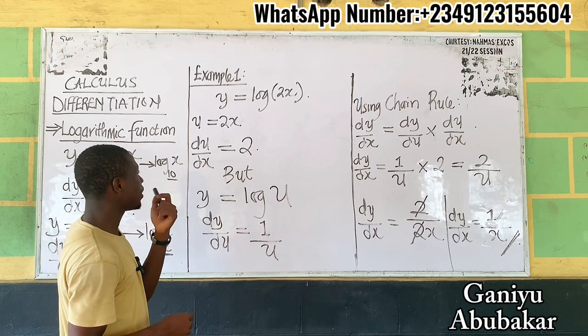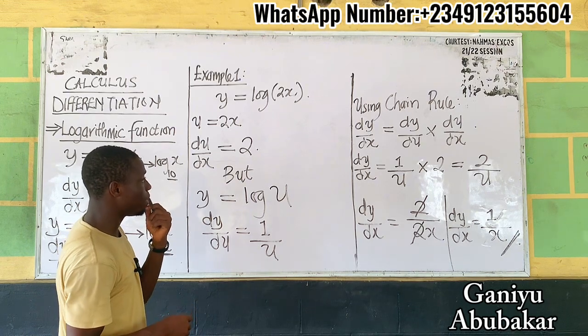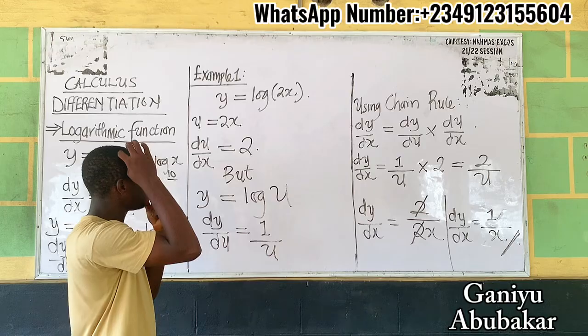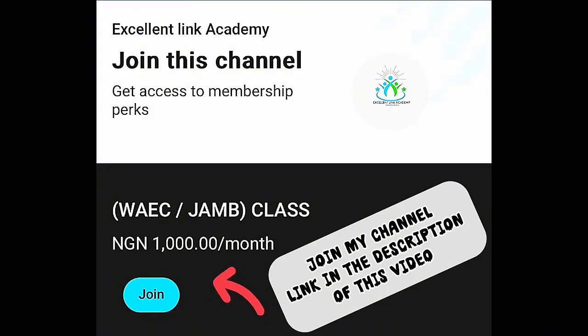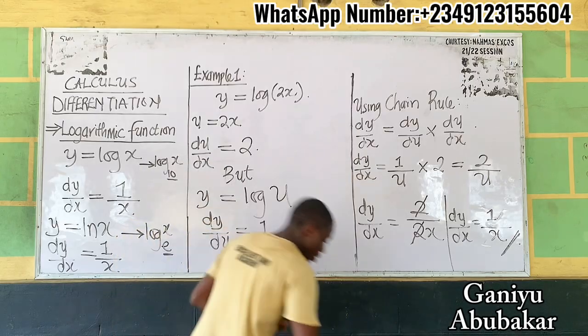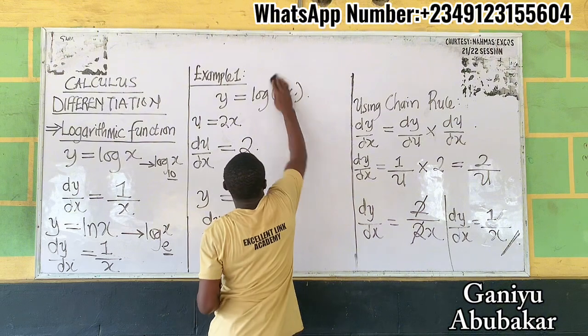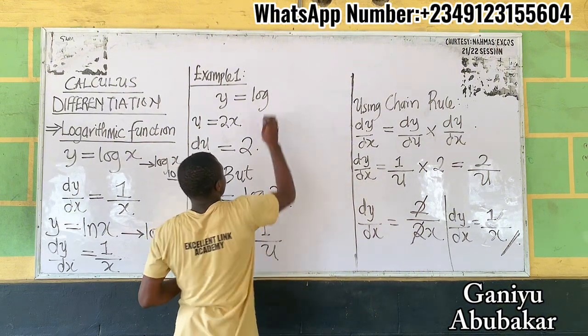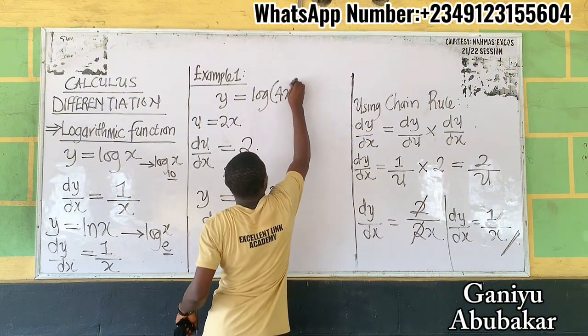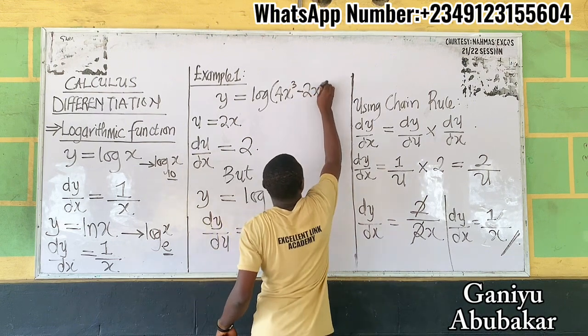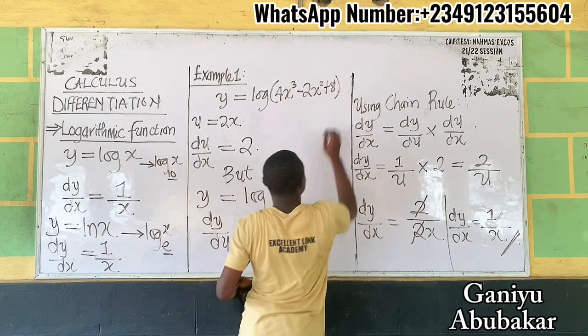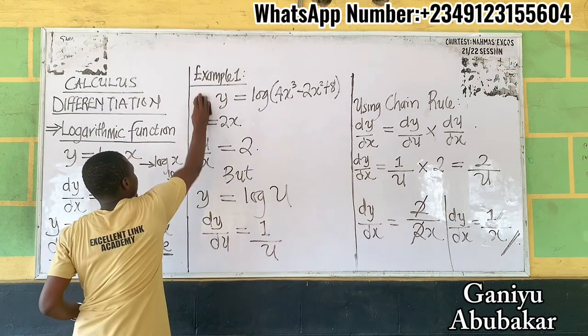Right, so let's take yet one more example to explain this. Example 2. Let's use something higher now. Let's say I have 4x cubed minus 2x squared plus 8. All right, let's do this.